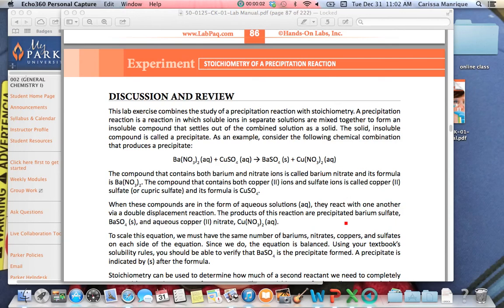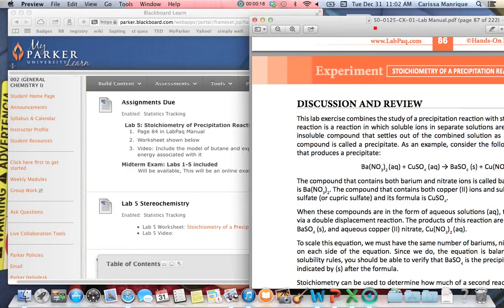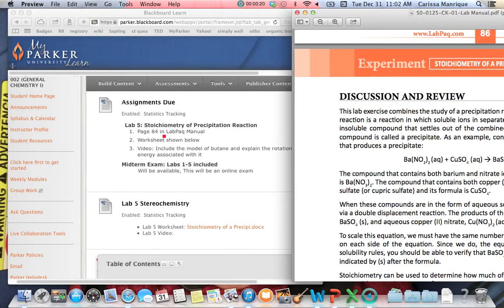5, and in this lab we're going to be going over stoichiometry. We've been doing a lot of stoichiometry calculations, so this is a good application of how you actually use it in lab, why it's important. Okay, so let's check over here before we go over that. This starts on page 84 of your lab pack manual.